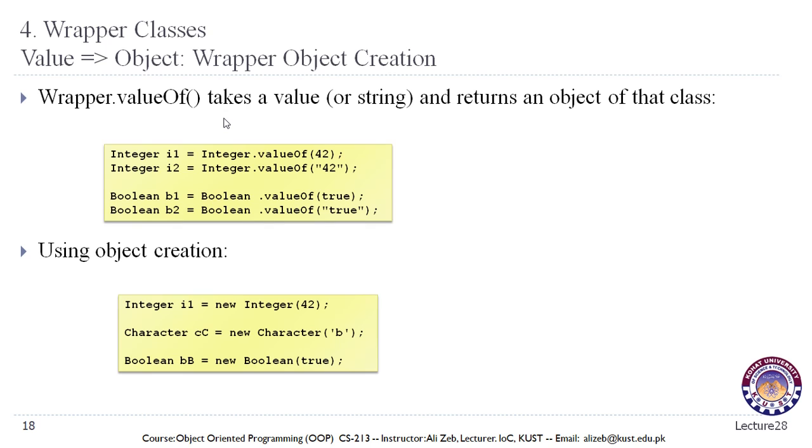We can also create the objects with the help of the wrapper classes. So for i1 of type Integer, class Integer, this value will be converted into an object now, and this character will be converted into an object of the Character class, and this will be a Boolean object of the Boolean class.